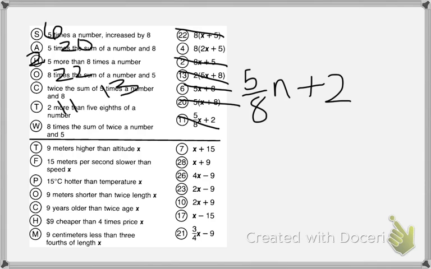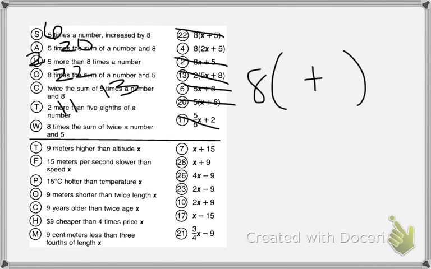8 times the sum. Oh, here we go again, right? 8 times the sum of twice a number. I'll use an X because that's what they're using. And 5. 8 times the sum of twice the number and 5. There it is. That's number 4.